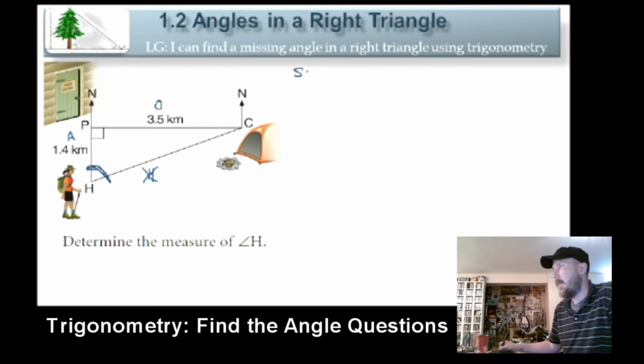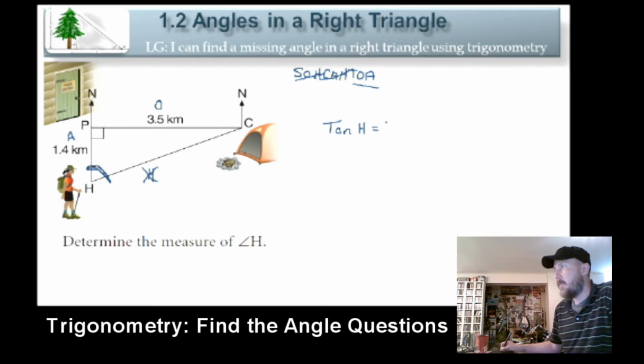So, when I think of my SOHCAHTOA, which one am I going to be using? There's nothing about the hypotenuse. Those two are gone. It's got to be tan. So I'm going to set it up right here. Tan. I can put an A for angle, but we're looking for angle H, so I'm going to put an H there. Tan of angle H. That's what I want to find out.